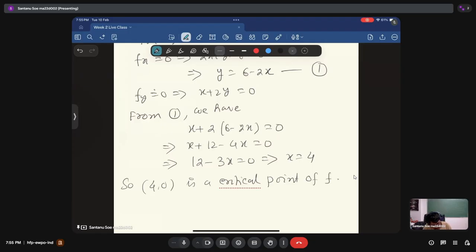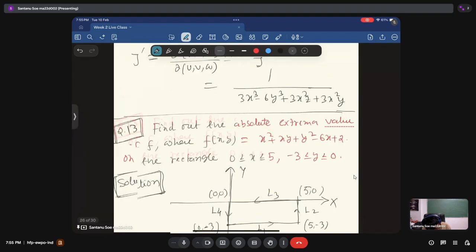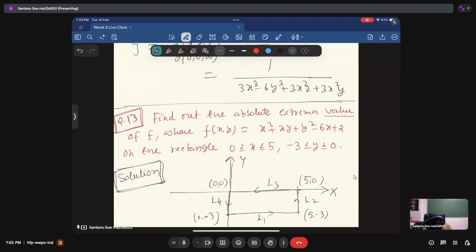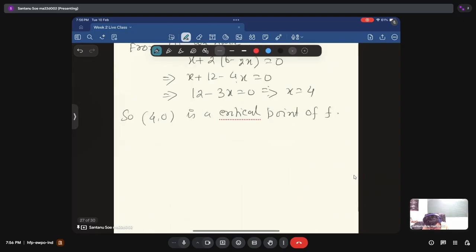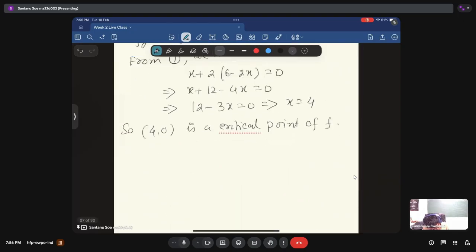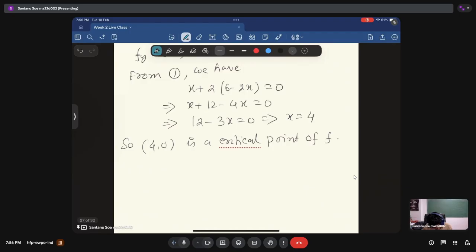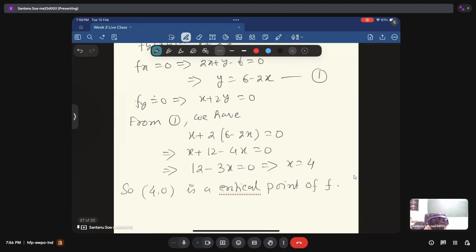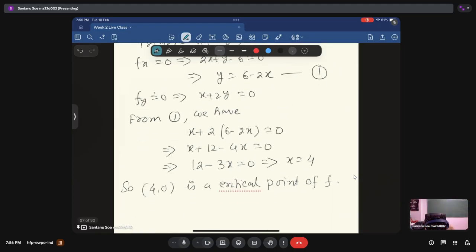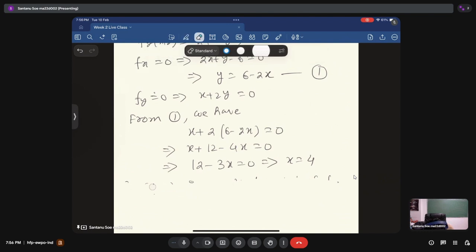Okay, now try to see that the point 4 comma 0 lies somewhere here, which is on the boundary of this rectangle, or on the line L3. So this is going to be the line. Sorry, not 4 comma 0.